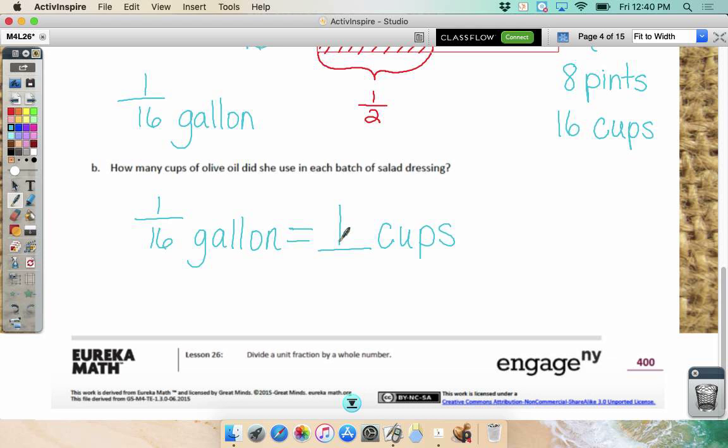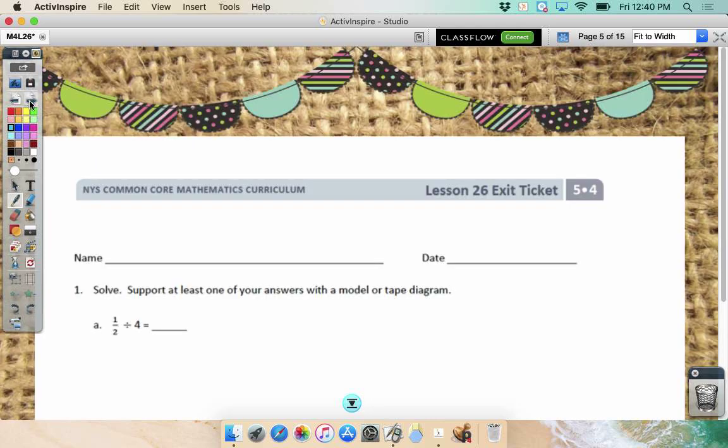It'd be 1/16 of a gallon. So Angel's sort of right. It's 1 whole cup, isn't it? Okay. All right. Let's keep going. Do we have more? Turn the page and see if we have more. Yeah, we have more. I don't think I do. So flip over to the exit ticket. It's your lucky day.